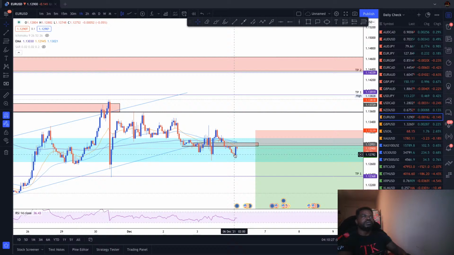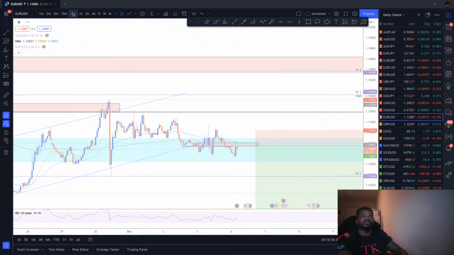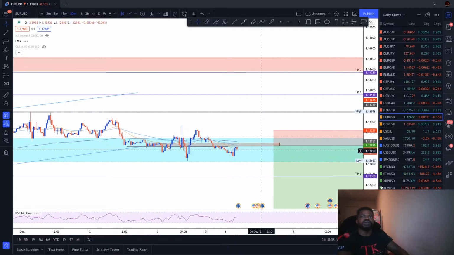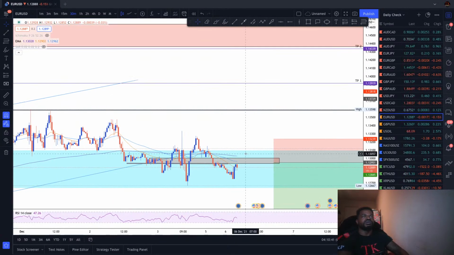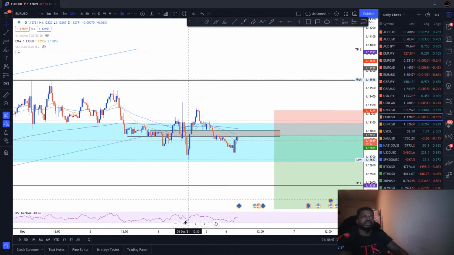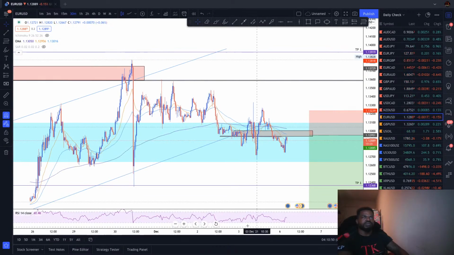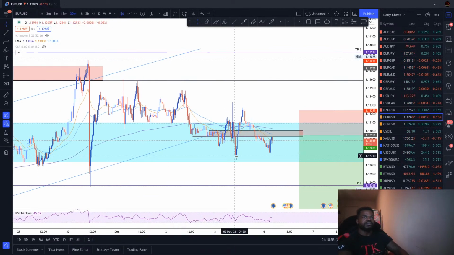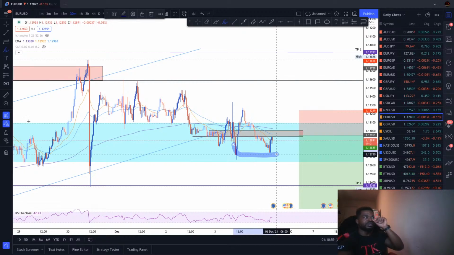Got a bullish engulfing, but it ran right into resistance. So we'll see how this plays out. If we get a close below the lows here, we'll move our trade to break even. And if we break the lows here, we may see TP1 hit today.